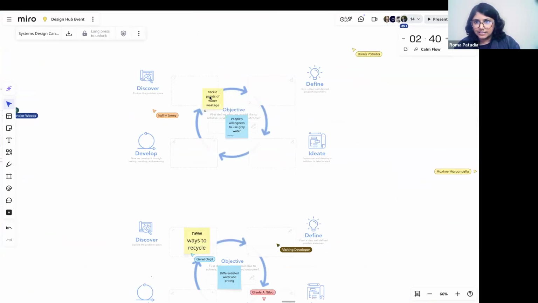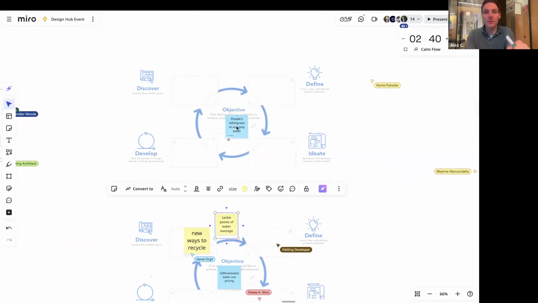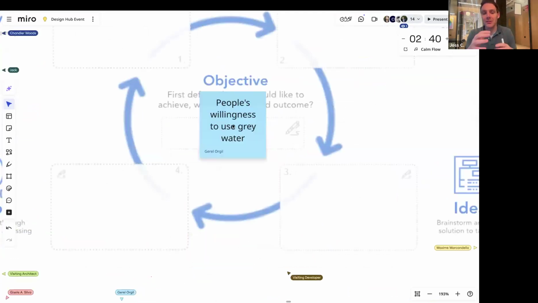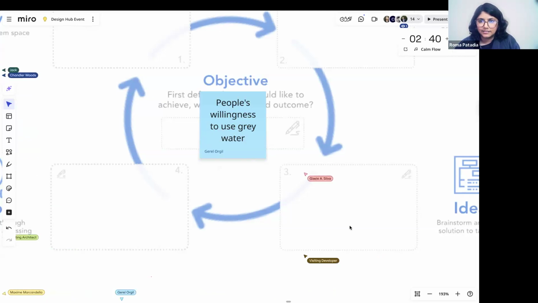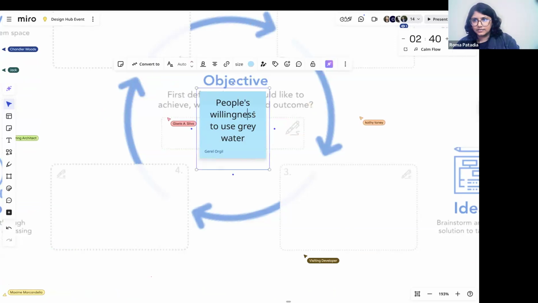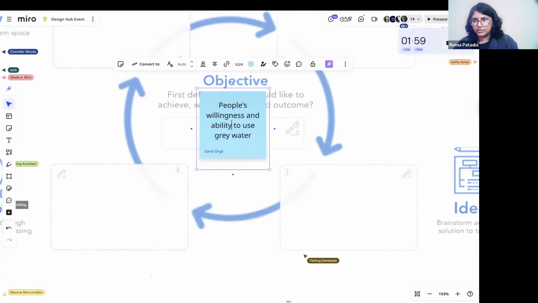So I'm starting. Roma, I might just change the challenge there just to get a better formulated one. So should we try this one? People's willingness to use grey water. Maybe it's a bit of a taboo or a stigma at the moment. Maybe we can find ways to influence people's perception and also maybe the quality of that grey water, so it's really meeting people's expectations. Should we try this one? Yeah, sounds interesting. So I'll go ahead and start the timer for 2 minutes. If we need more time, we can add more time to it.